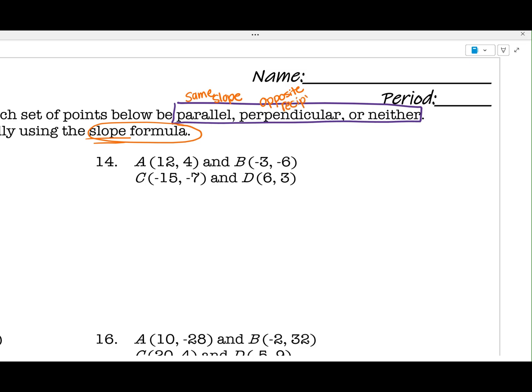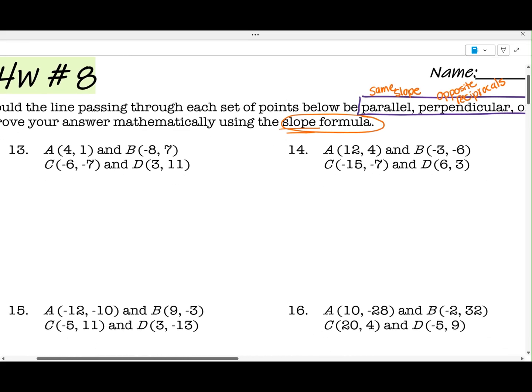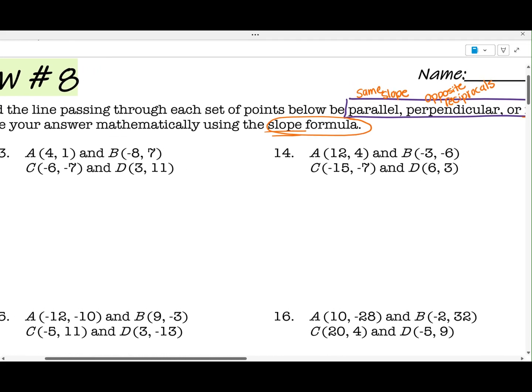If they have their slopes as the opposite reciprocals, meaning they have different signs and the reciprocal of their slopes, then they're going to be perpendicular. So that means they're going to intersect at some point, and when they intersect, they're going to form a 90-degree angle.